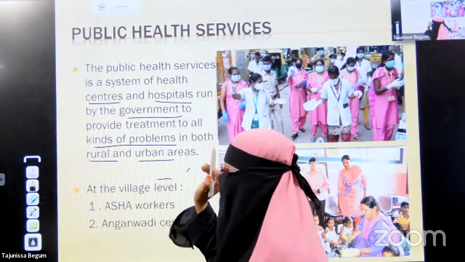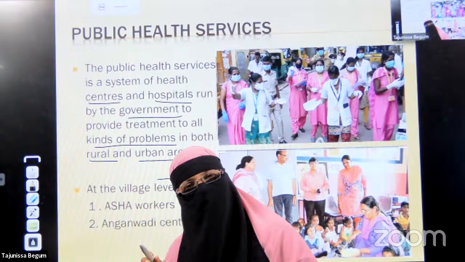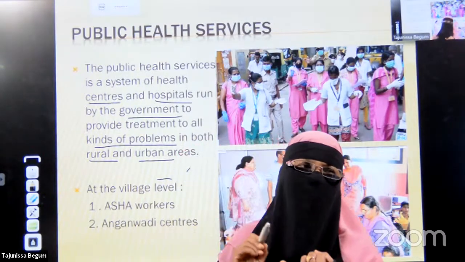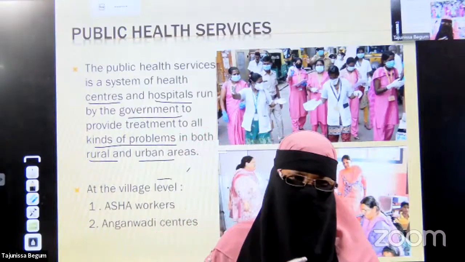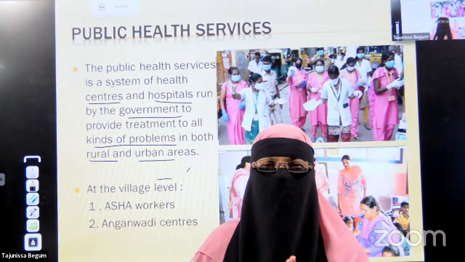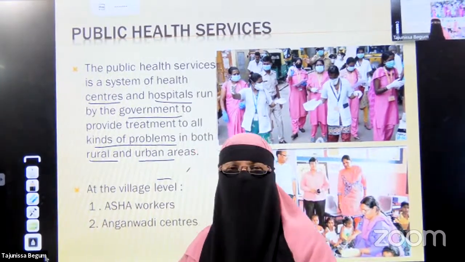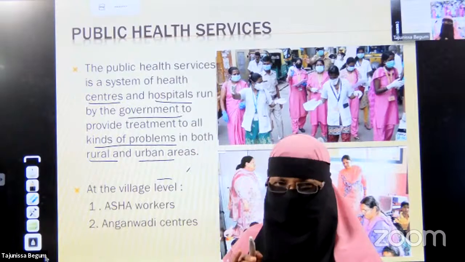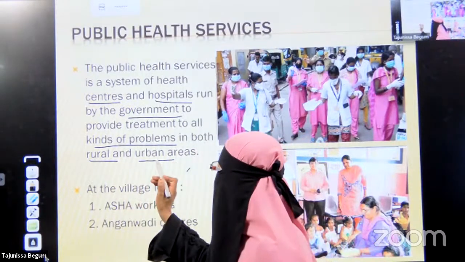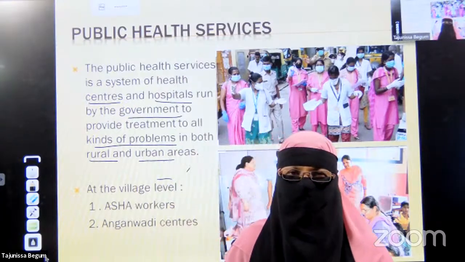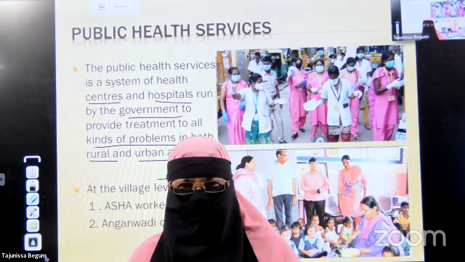What do you mean by this? That is, in the public sector, the government is responsible for the treatment of all groups of people, irrespective of caste, creed, custom, language, religion, race, whatever you are. If you are a citizen of the country, it is the responsibility of the government to take care of the people if they are ill. So it takes care of both urban areas and rural areas, that means villages and towns. Who is responsible in the public sector? The government is responsible in the public sector.